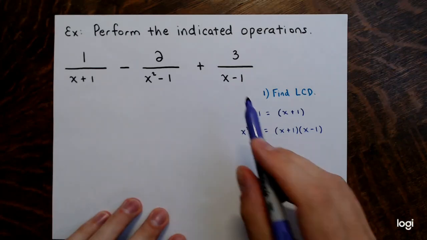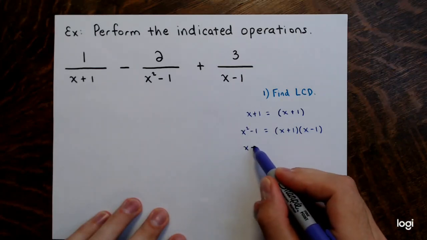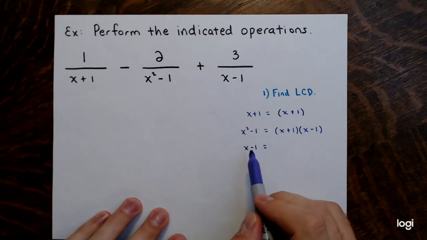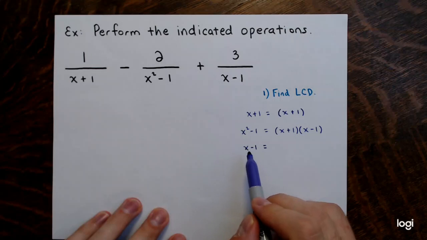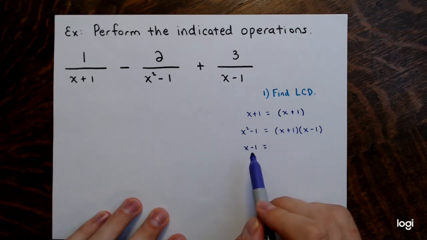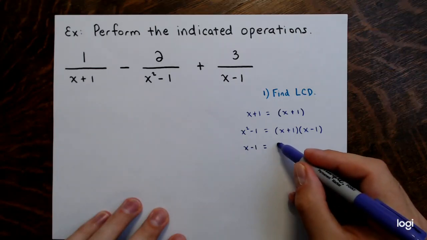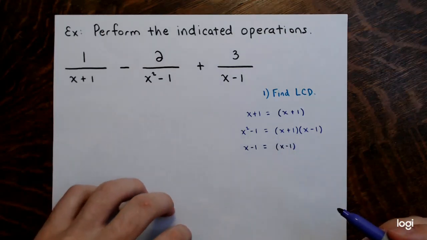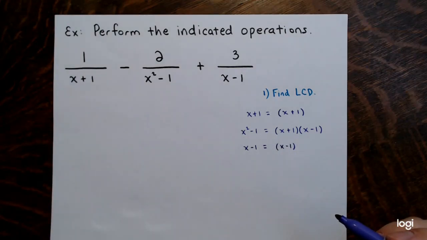And the last denominator, so I'm looking at all the denominators here, x minus 1. Again, like x plus 1, the greatest common factor of these terms is 1, and there's really nothing to do here. The only factor of that polynomial is x minus 1, and 1, but 1 is a factor of anything, so I don't really consider it.